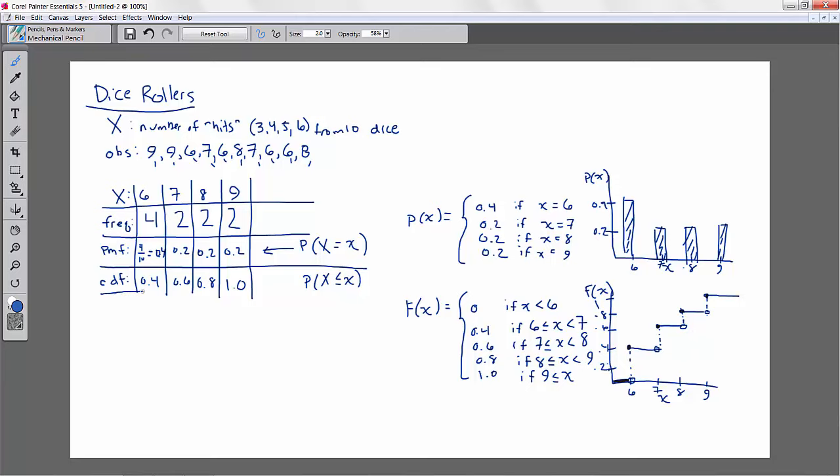Now we can take this derived PMF and CDF, for example, and compare it to what we'd expect for this particular problem. So we would expect that the random variable x would follow a binomial distribution with n equals 10 trials, since we have 10 dice, and a probability of success of 2/3, because we have a 2/3 chance of getting a hit from any individual die.